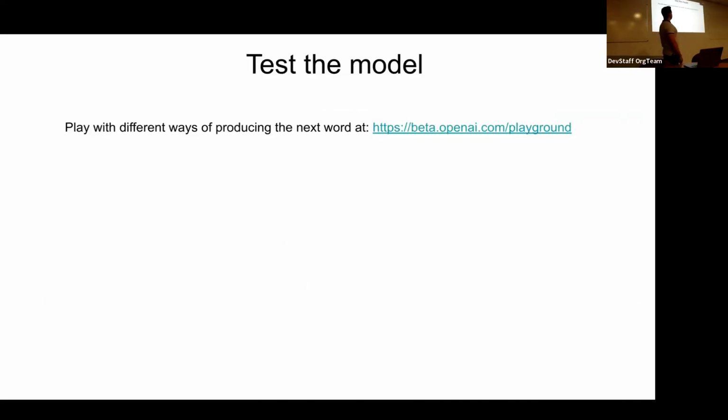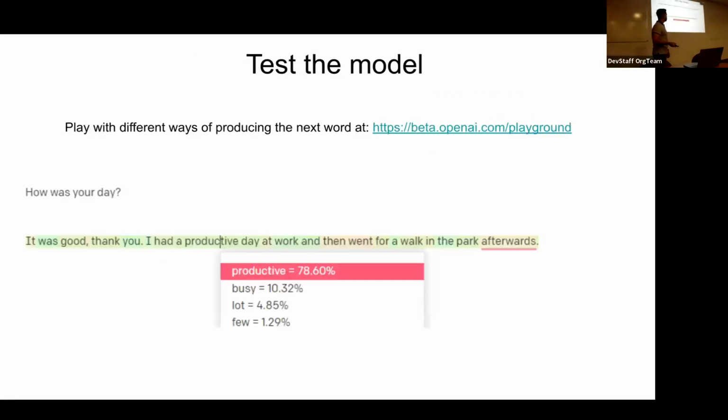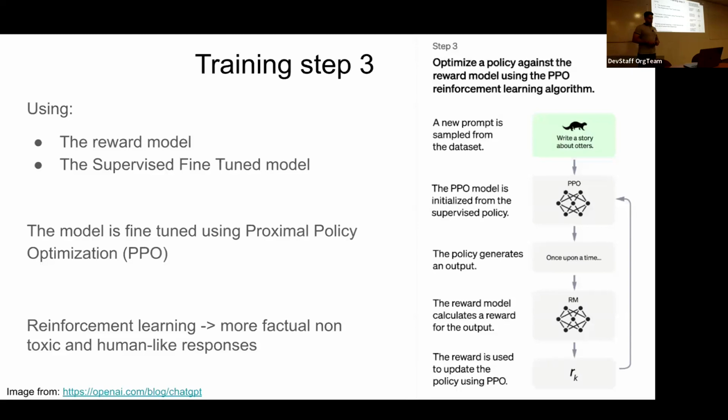Okay. So we can actually play with different ways of producing the next word at OpenAI Playground. So I have an example here. I asked, how was your day? It was good, thank you. And we can see here, I had a productive day. We can see the probabilities for another word to be generated depending on this context. And we can actually play with the way that the words are sampled, make our responses more probabilistic or deterministic as we want. And now we can go to the third step.